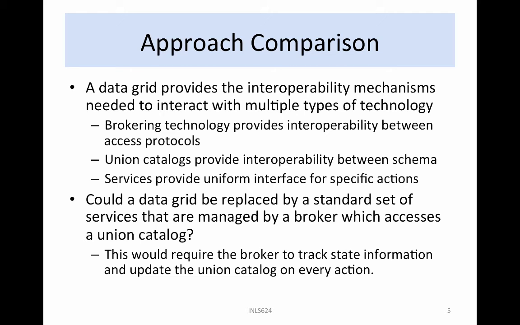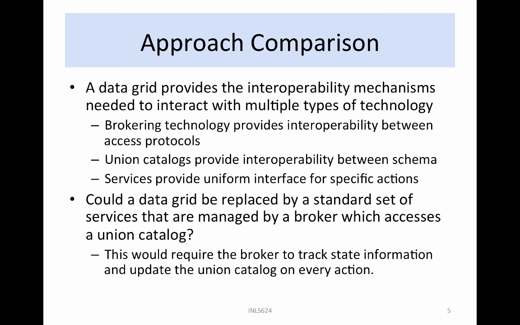mechanism. Union catalogs provide interoperability between schema, mapping the metadata used by each data management application to a common indexing system. A query can be issued to the Union Catalog to find which data management systems hold the desired data. A request is then made to the specified site for the data. A data grid integrates the interoperability mechanisms from broker services and catalogs to support interaction with multiple types of technology.